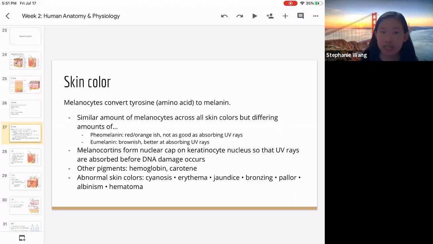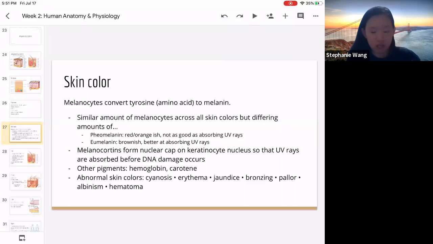So there can be less melanin in someone who has a very pale skin color versus someone who has a darker skin color. And another reason behind the difference between pale and dark skin color is the relative distribution of these 2 different types of melanin shown here. Pheomelanin is more red-orangish and eumelanin is more brownish. So in a more pale-skinned person, there will be more pheomelanin compared to eumelanin. Meanwhile, in a more dark-skinned person, there will be more eumelanin compared to pheomelanin.